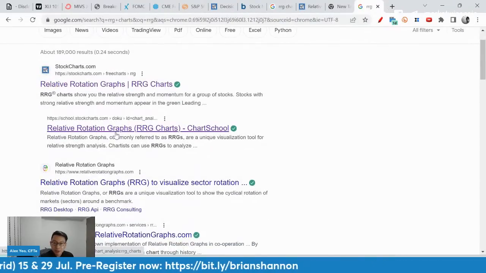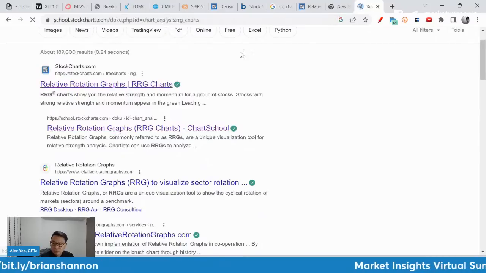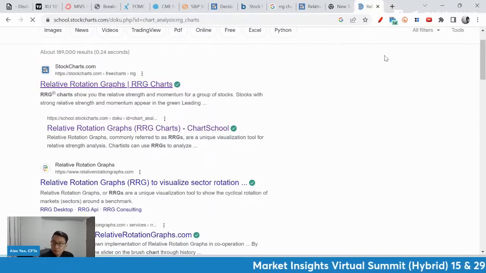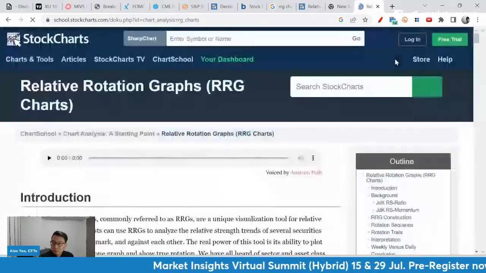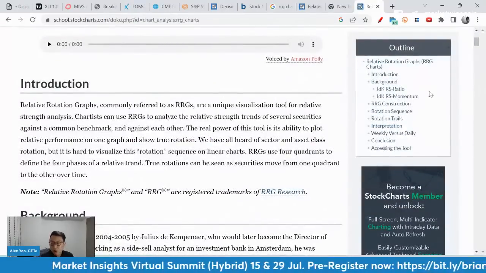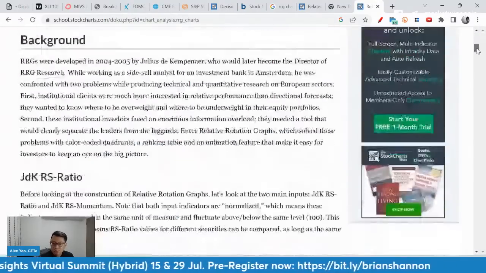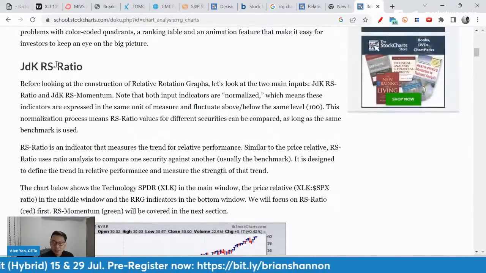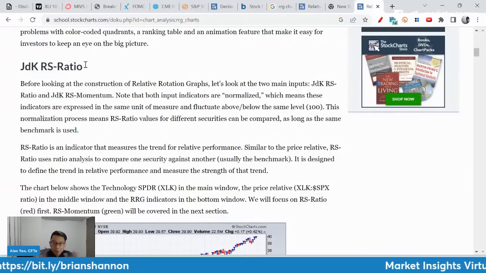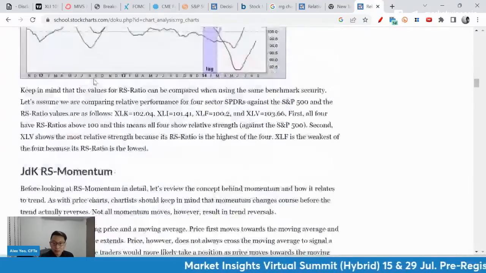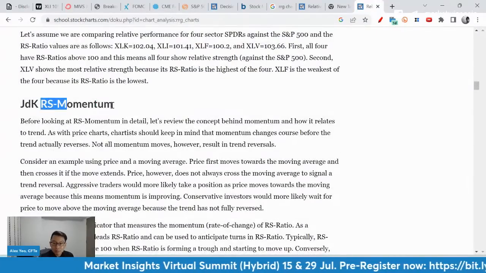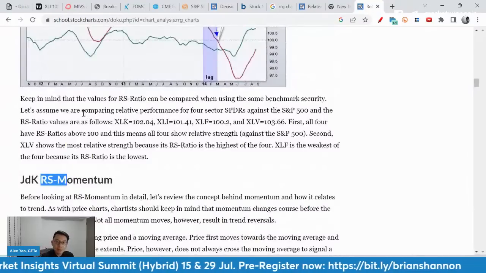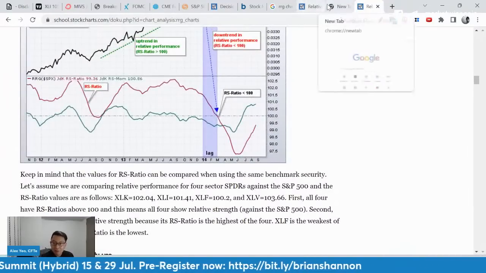Okay, the second one over here, RRG charts, the explanation. You can read through how it works. I don't have time to go through how it works, but basically there is some formula. It is based on the relative strength ratio, comparing between each other, and also the relative strength momentum. So basically it's ratio plus momentum plus some calculation to get this RRG.